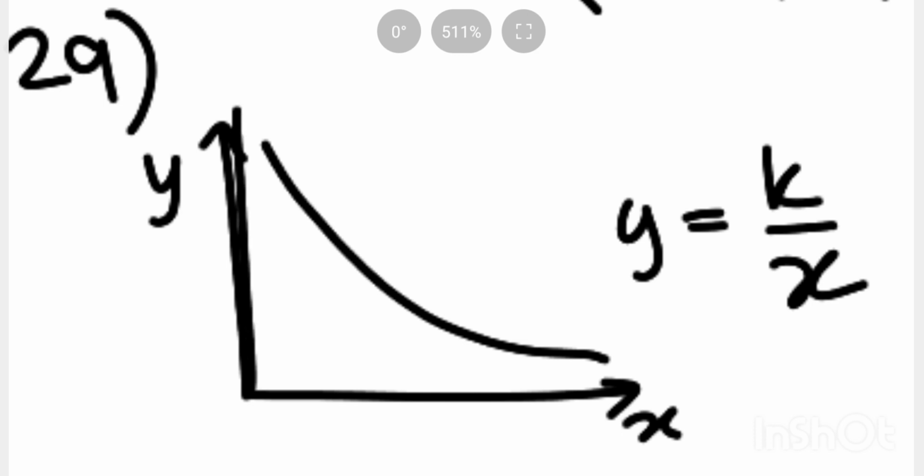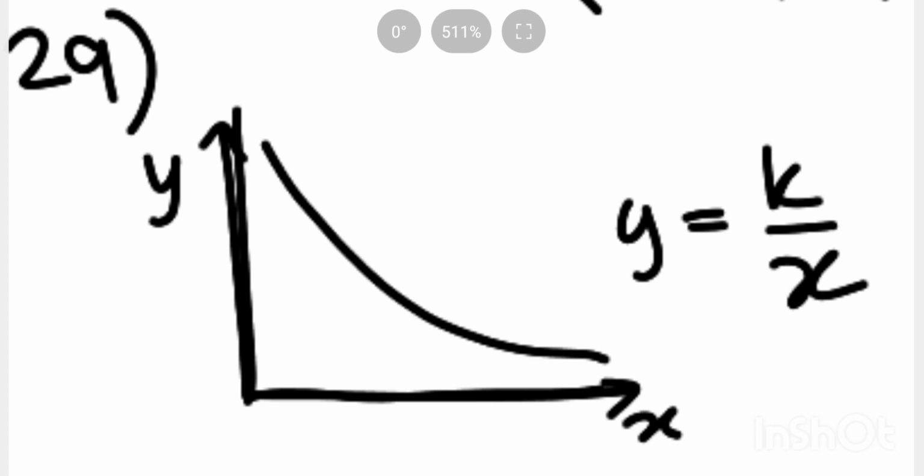We've got the y-axis and the x-axis. This is where the graph approaches close to the y and the x-axis, but never actually touches them, so they're both asymptotes. And this is a characteristic of y equals k over x. It's just a pattern recognition question.